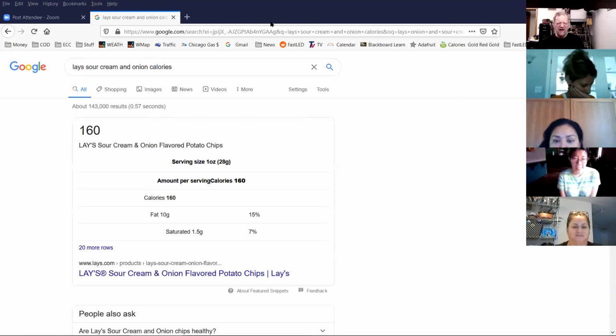But anyways, where did I get this number? 160 calories per serving size, 28 grams, 1 ounce. How did I get that? Well, it turns out calories is a measure of heat, or energy, how much energy. And one way to determine the energy of a food is by burning it and measuring how much heat is given off. And we do that in what's called a calorimeter.